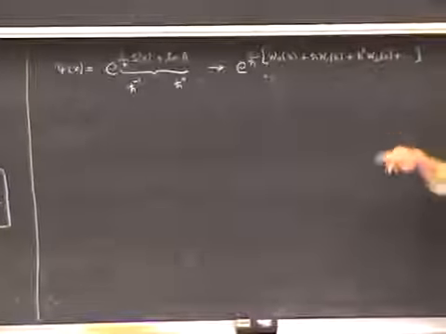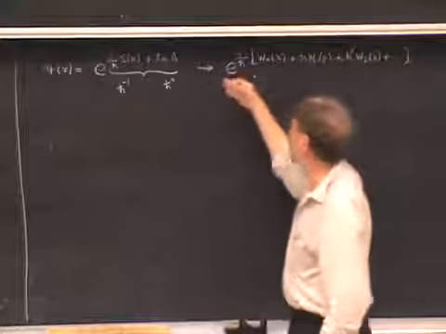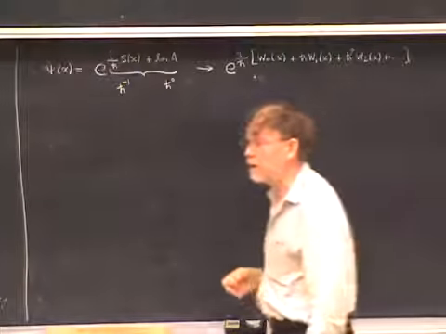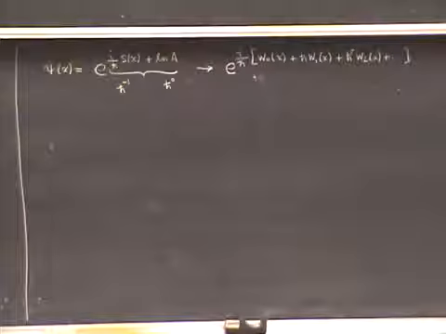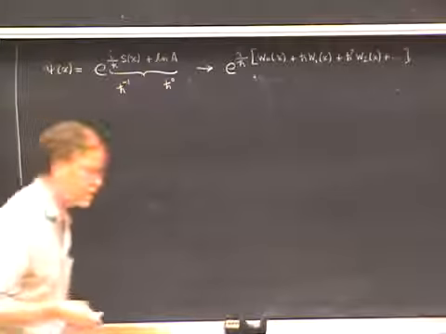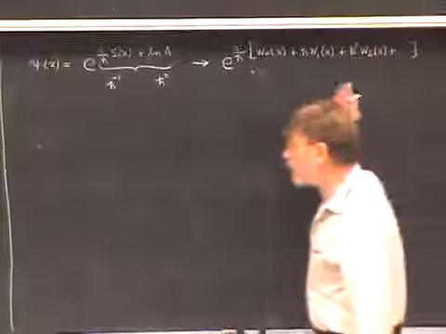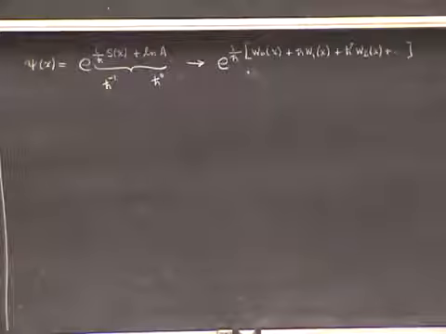So if we replace the wave function psi by this expansion in the exponent, you can see the idea is that we're making the power series expansion of the logarithm of the wave function in powers of h bar, where we're thinking of h bar as being small.